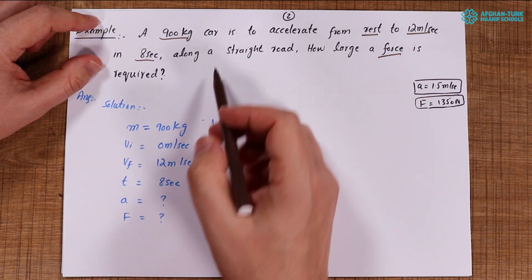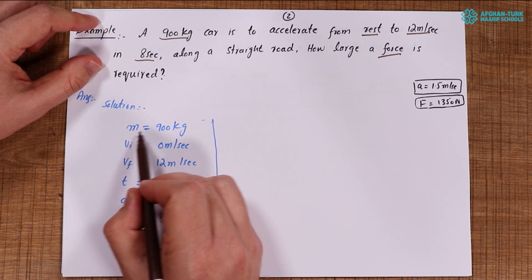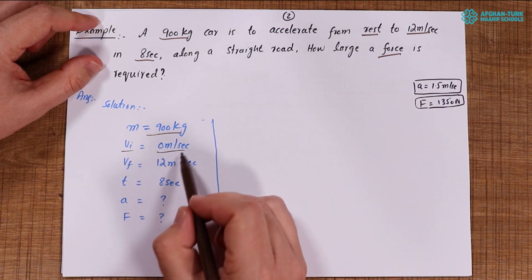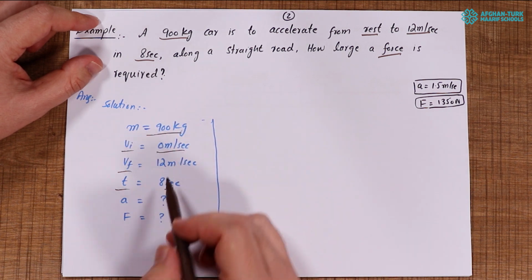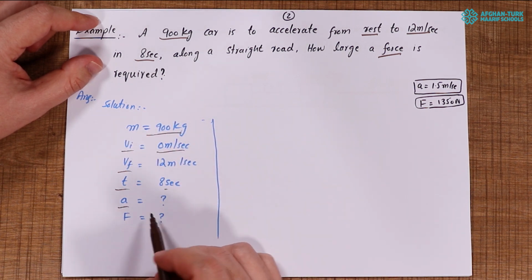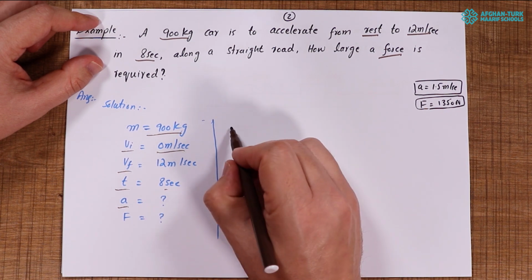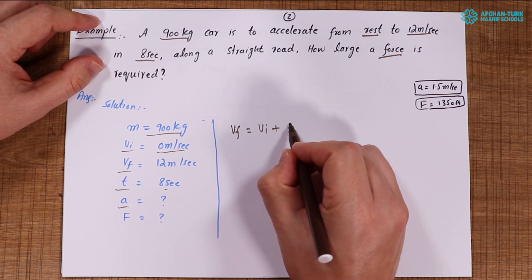So let's see, I already wrote the given values. Mass is 900 kilogram, initial velocity is 0 meter per second, vf is 12 meter per second, time is 8 second, acceleration is unknown, and force is unknown. So to find the acceleration, we will use the first equation of motion, which is vf equal to vi plus at.